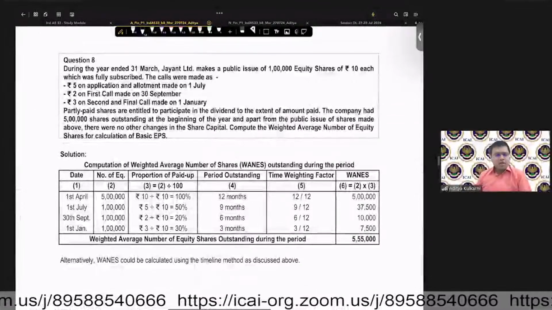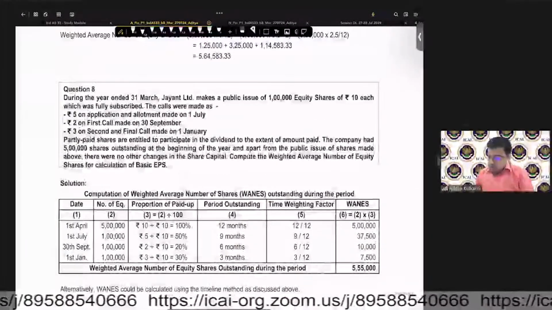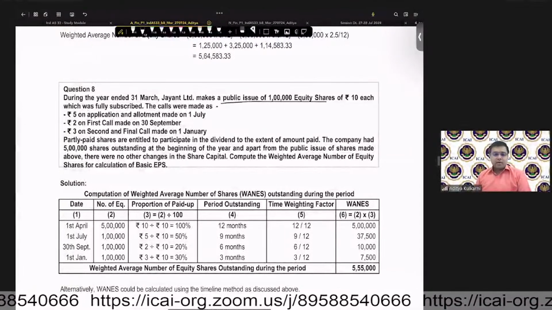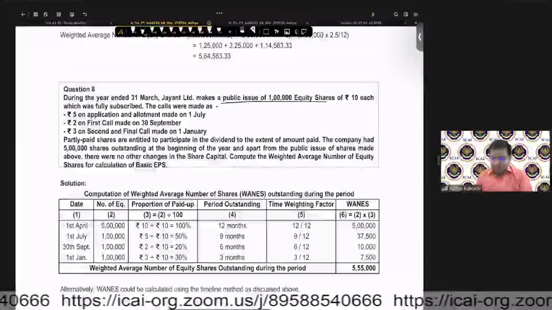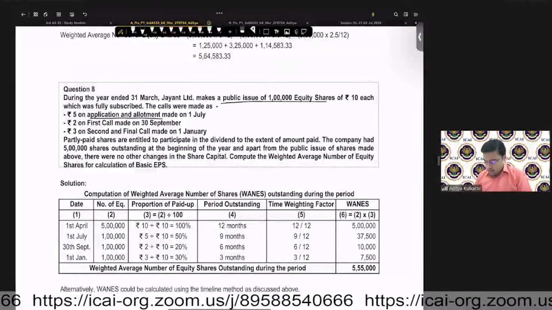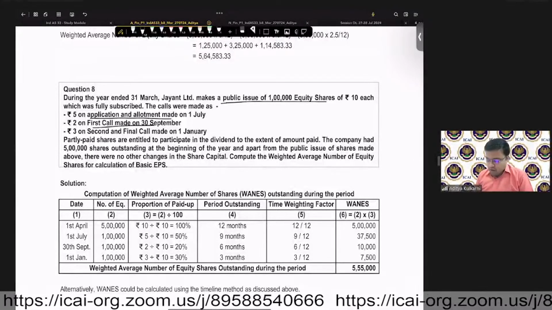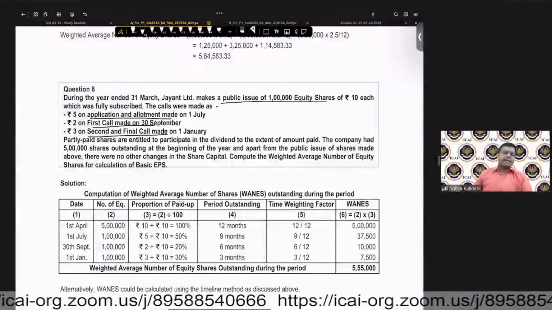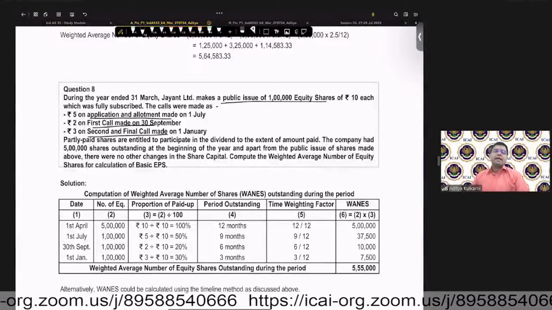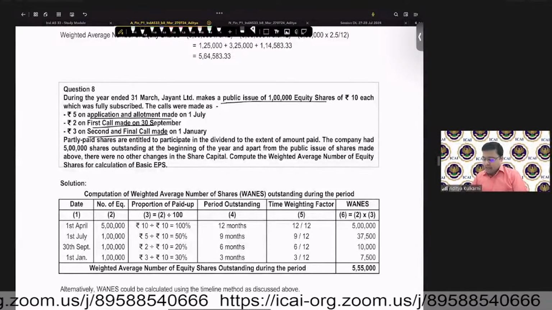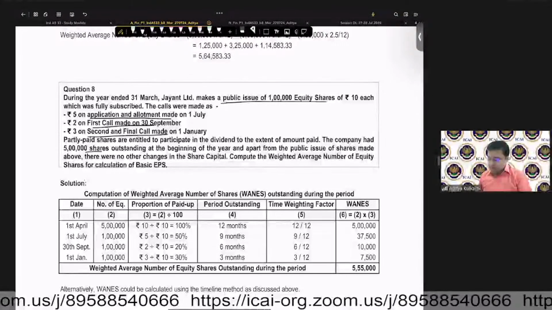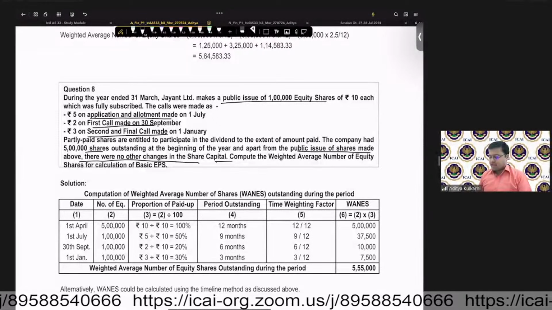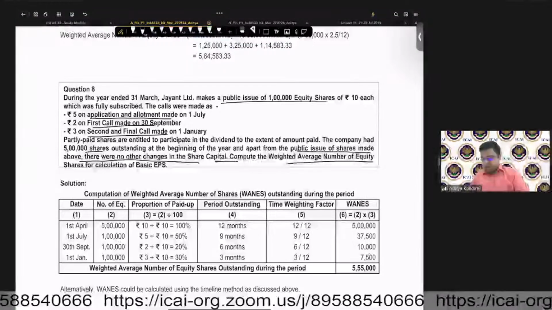So you are having this particular question. We will just look into that question, simple. During the year ended 31st March, Giant makes a public issue of 1 lakh equity shares of 10 each. The calls were made as rupees 5 on application and allotment, rupees 2 on the first call, rupees 3 on second and final call. Partly paid shares are entitled to participate in the dividends to the extent of the amount paid. Company had 5 lakh shares at the beginning of the year. Apart from public issue of shares made above, there were no changes in the share capital. Compute the weighted average number of equity shares.